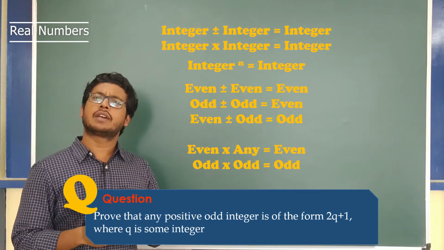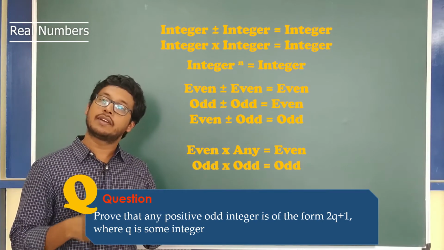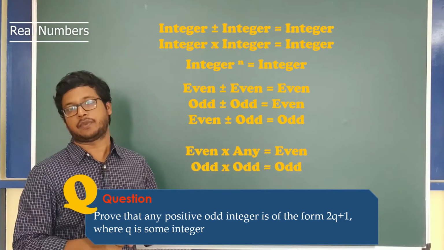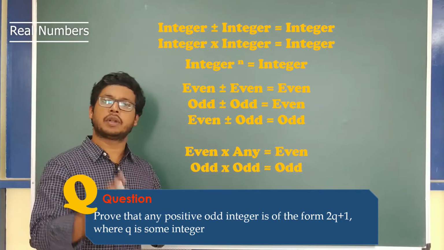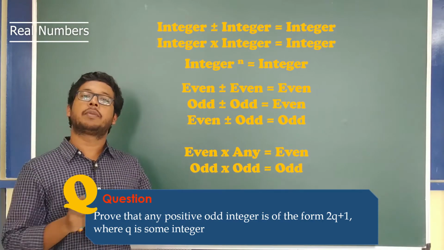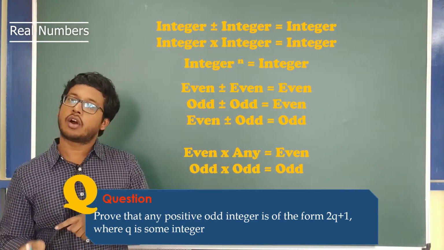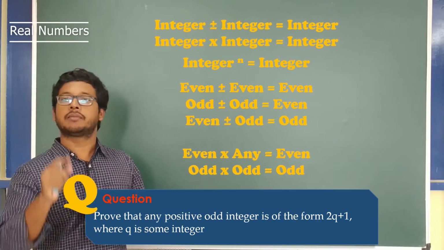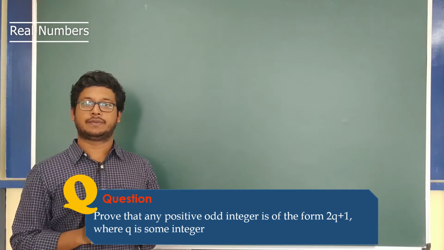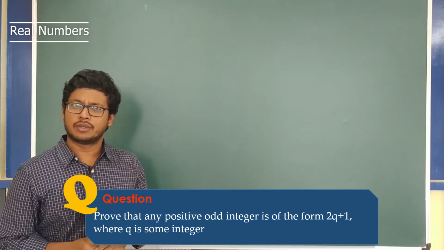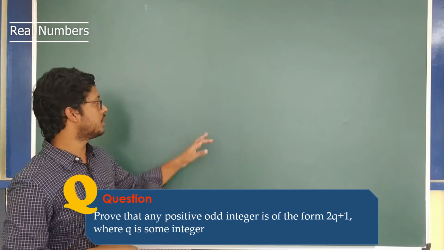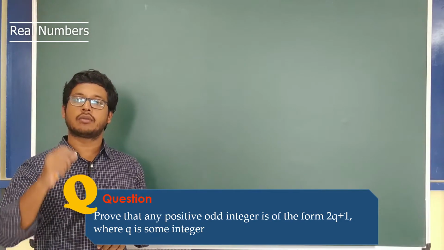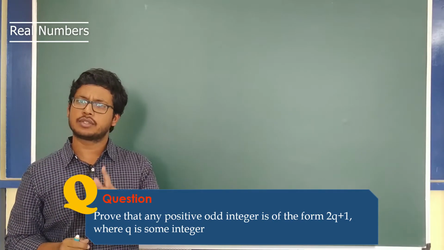Then we saw that even multiplied by an even number or even multiplied by an odd number will always be an even number, or in other words, even multiplied by any number will be an even number. Even plus even will be an even number, odd plus odd will be an even number, but when you add even with an odd number, the resultant will be an odd number. Those are the properties that we are going to use in this one. We want to prove any odd positive integer is of the form 2q + 1. So this is what we want to prove.